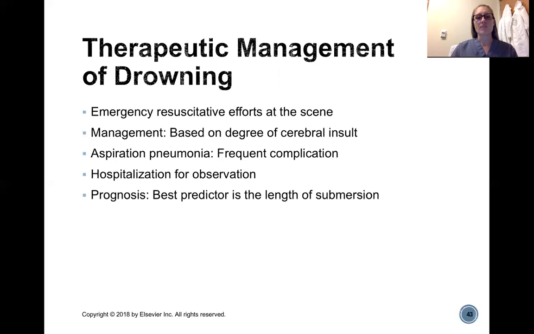The best predictor of how the kid is going to do is going to be the length of submersion. If it's less than 5 minutes, then the child is usually going to do pretty well. If it's more than 5 minutes, then there's usually some significant damage. We're going to put them in an oxygen-rich environment and observe for a minimum of 6 to 8 hours, because we can have complications arise in that time frame.